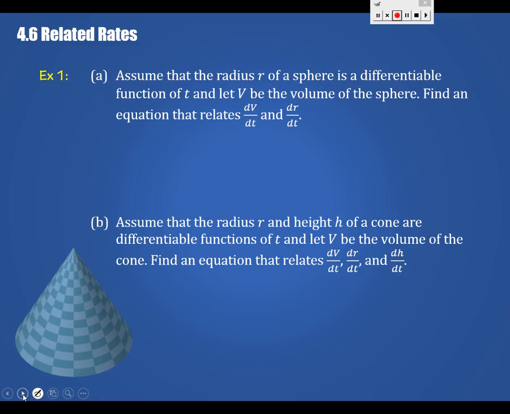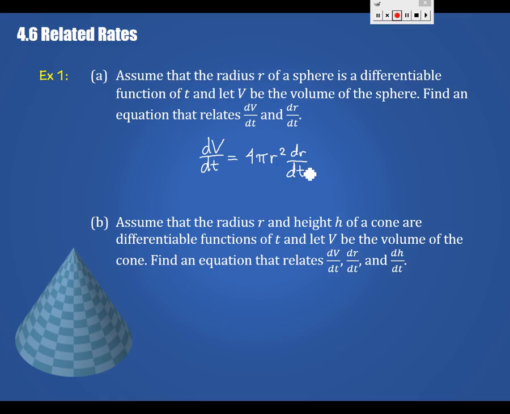Okay, so what does it say? Assume the radius of the sphere is a differentiable function of t, and let V be the volume of the sphere. Find an equation that relates dV/dt to dr/dt. We already did that. I'll just copy it from above. What was it? dV/dt equals 4 pi r squared dr/dt. There you go. Okay. Let's do a more interesting problem here.